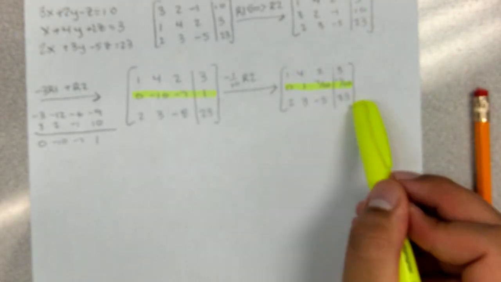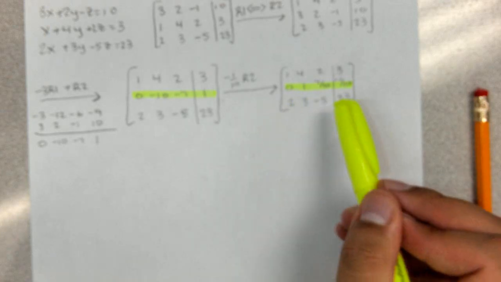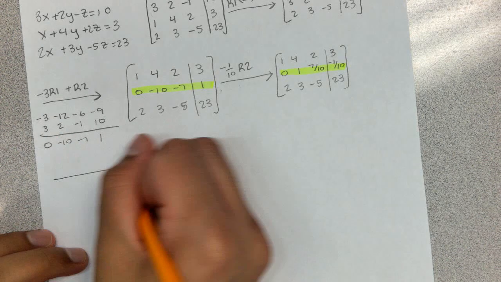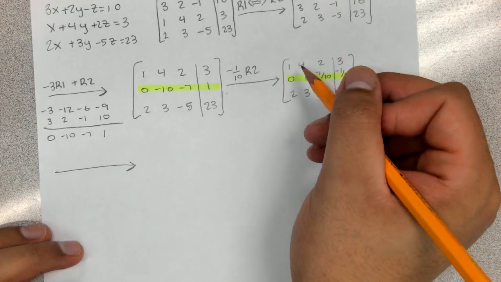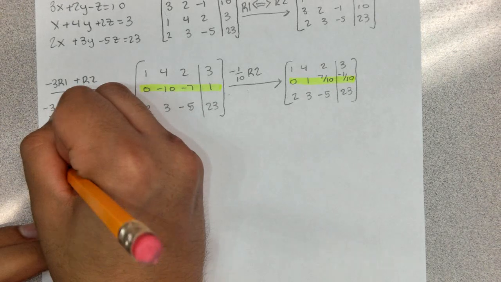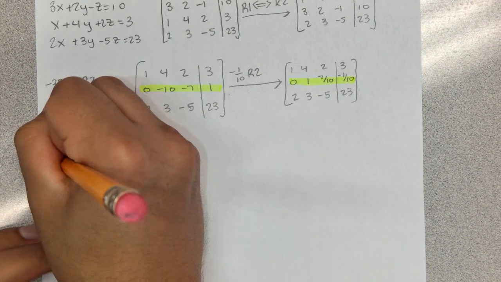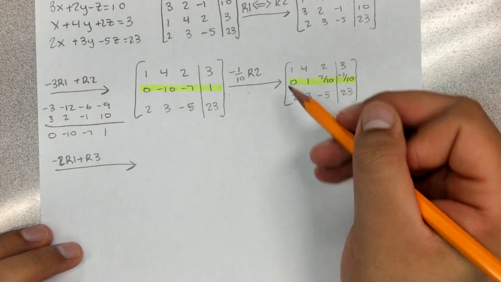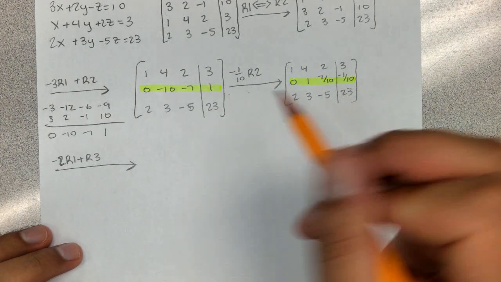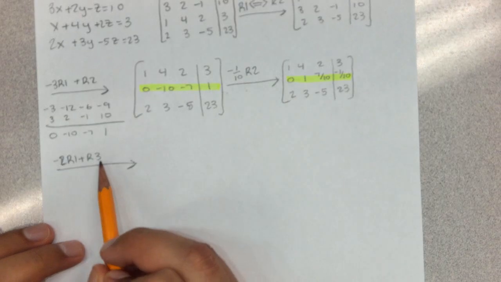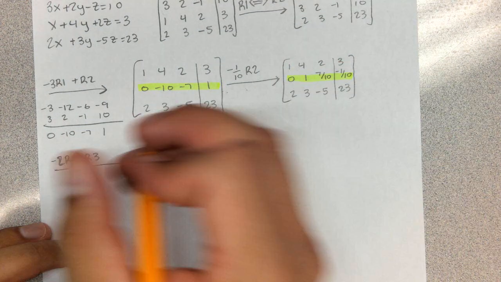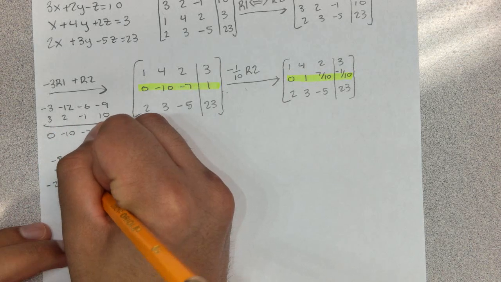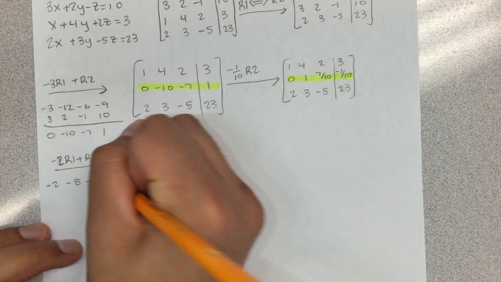Now we're just worried about the last row. We have to make this a 0, this a 0, this a 1. So if I want to make this number 2 into a 0, I'm going to multiply the first row by negative 2, so it cancels out with the positive 2. So negative 2 times row 1 plus row 3. If I multiply the first row by negative 2, that's going to give us negative 2, negative 8, negative 4, negative 6.